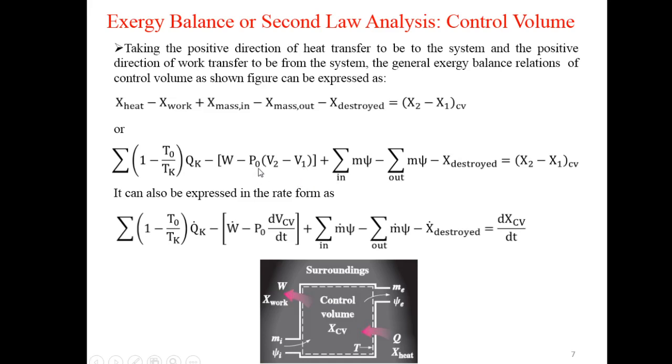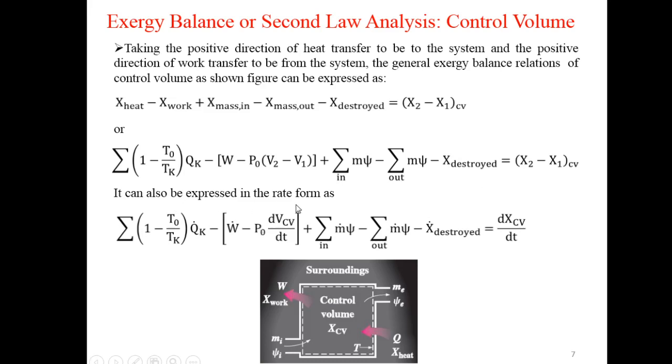In case of boundary work, if our work is not boundary work, then this quantity will be equal to 0. So we have to take this quantity only in case of boundary work. Plus, this is exergy due to mass in, summation of in for all the masses into the corresponding flow stream exergy per unit mass. This is for in. This is for out. Minus exergy destroyed will be equal to change in exergy of the control volume.